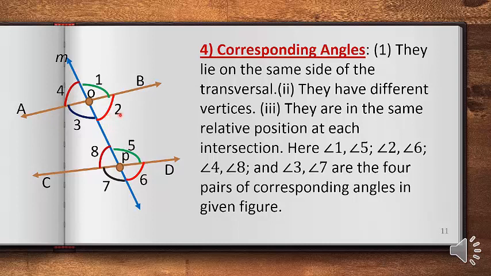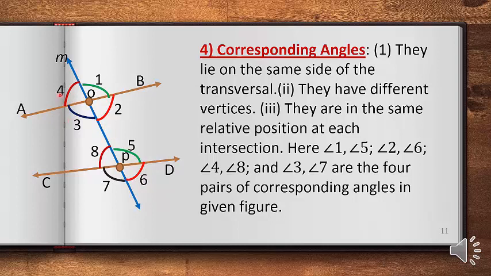Here you see children, angle 2 and angle 6. They are on the same side of the transversal. Now angle 2 has vertex O and angle 6 has vertex P. Understood? Okay. And now angle 2 is an interior angle and angle 6 is an exterior angle. So we say angle 2 corresponds to angle 6, and angle 2 and angle 6 are called corresponding angles. Now we go to the other side of the transversal.